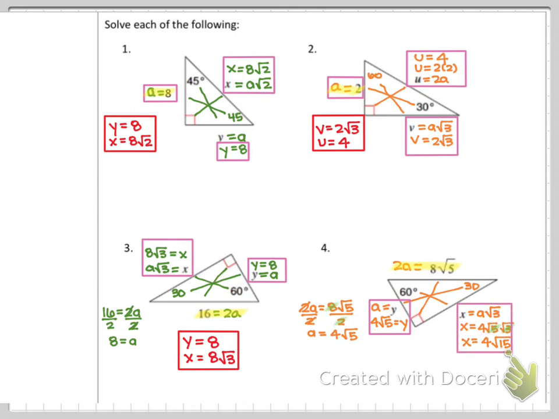All right, it looks like we now have our answers here. The box cut off the edge of it. All right, so let's go ahead and write those out. So it looks like Y is equal to 4 root 5, and it looks like X is equal to 4 root 15. All right, those are our 2 answers on this question. All right, let's move on to the next slide.